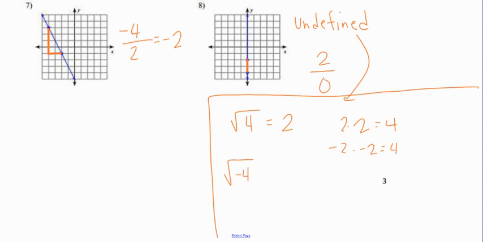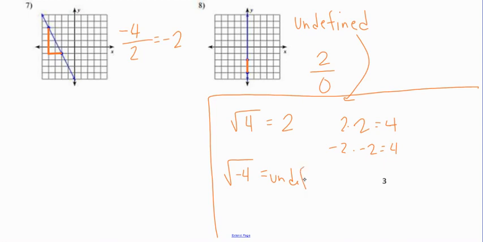Right, let's think about that, the square root of negative 4. So I need to find two factors that are the same that equal negative 4. And there's no situation that does. I either have a 2 times 2 gives me a positive 4, a negative 2 times negative 2 gives me a positive 4. So mathematically, the square root of a negative 4 is undefined.